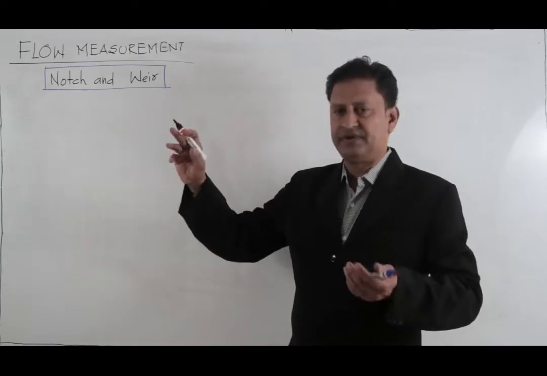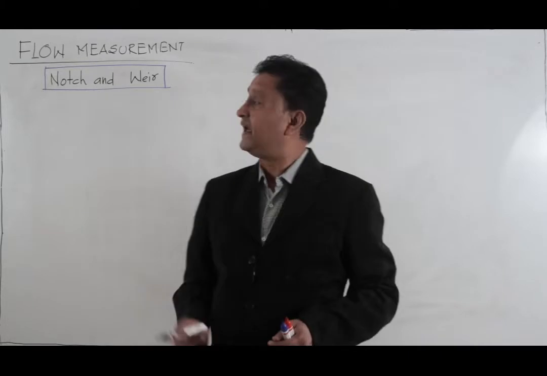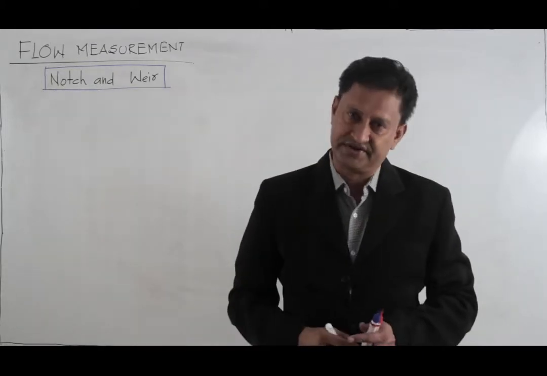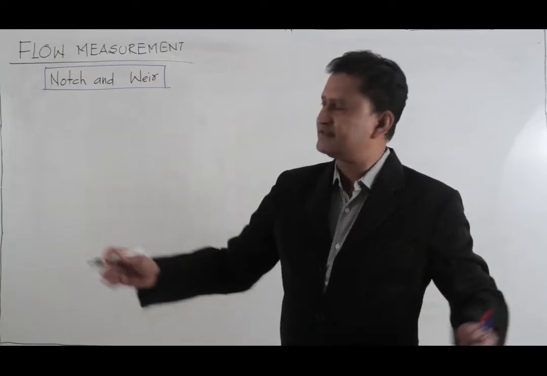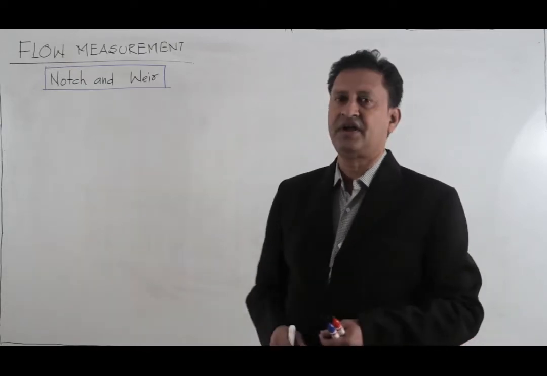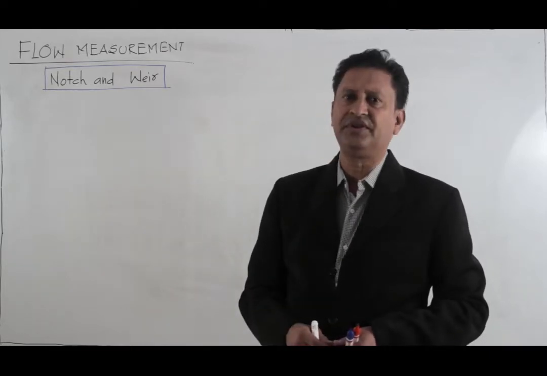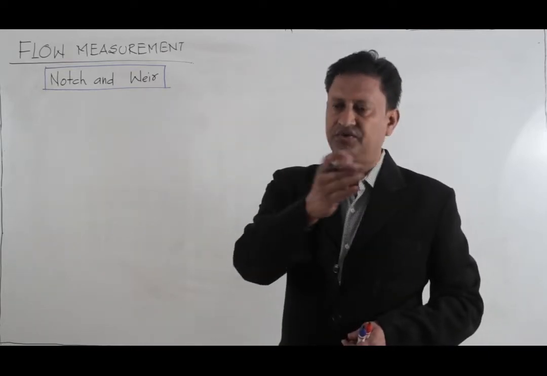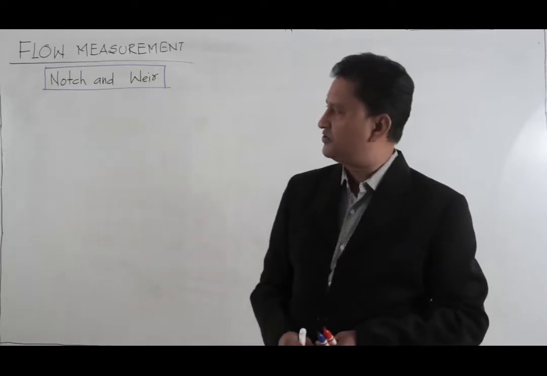Now, there is a difference between the notch and the weir. Notch is of smaller size, hence it is used for smaller discharge. Whereas the weir is of larger size, hence they are used for the higher discharges. Basically, the notch is used for laboratory purposes. When you want to find out the discharge through a rectangular flume, then we use the notch.